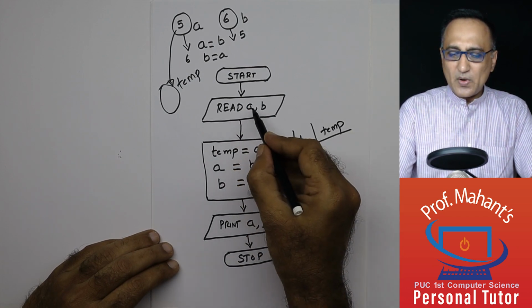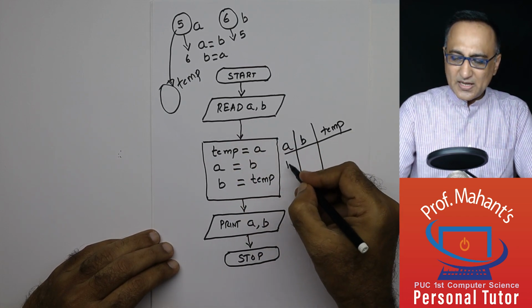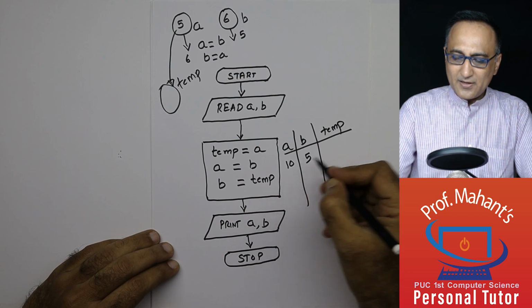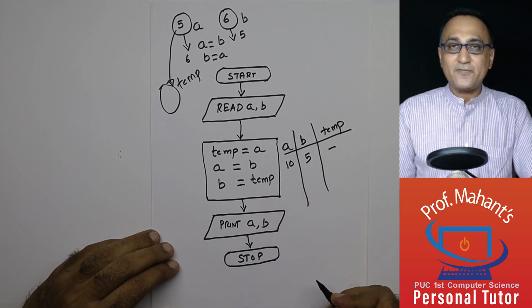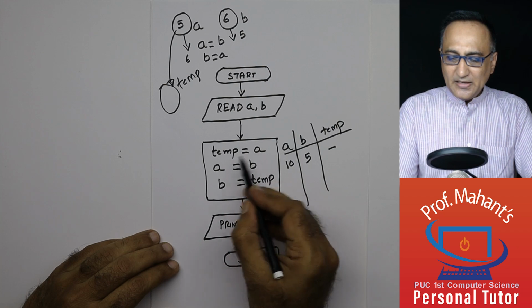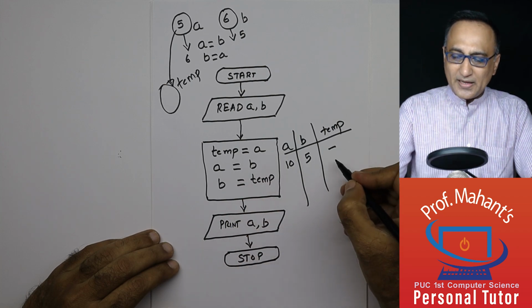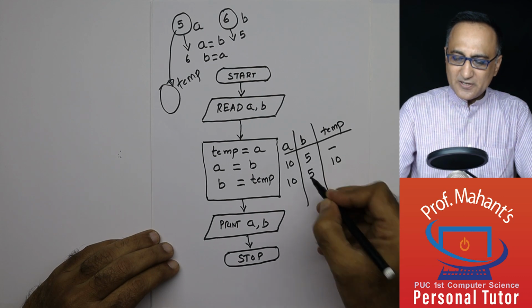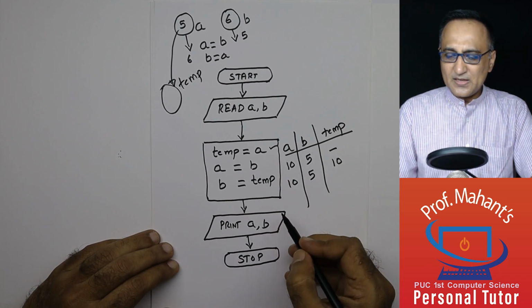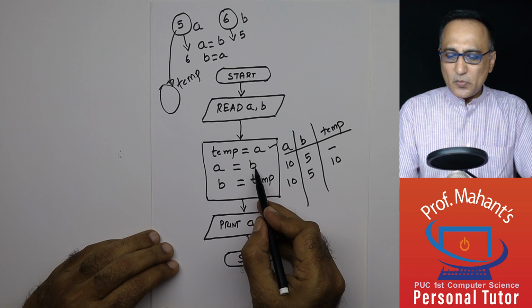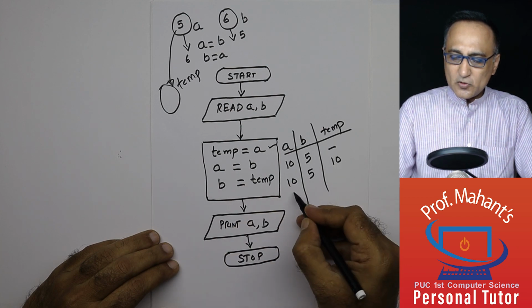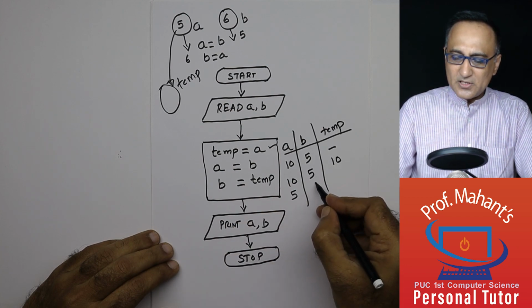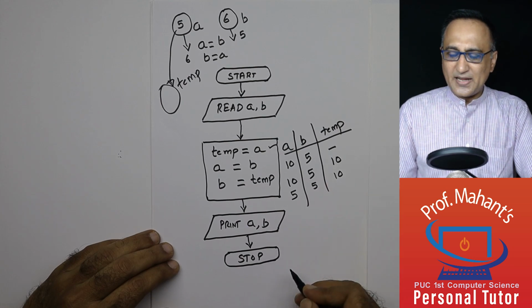Let us say I am reading values into A and B. Let me say I read 10 and I read 5 here. There is nothing in temp as of now. Then into temp I am copying the value of A. So temp becomes 10, A is 10 and B is 5. This is the first step. In the second step, I am copying the value of B to A. So here this becomes 5, this becomes 5 and this becomes 10.